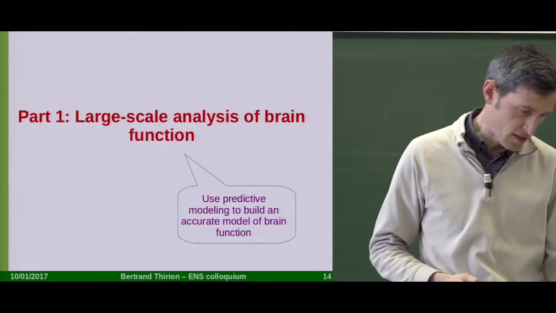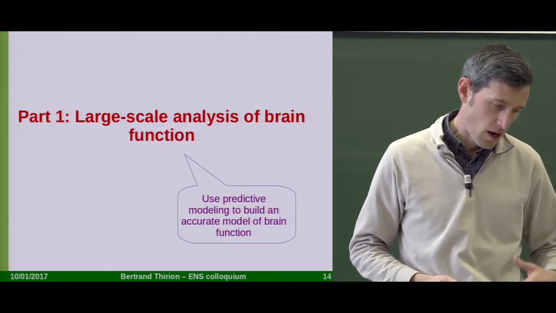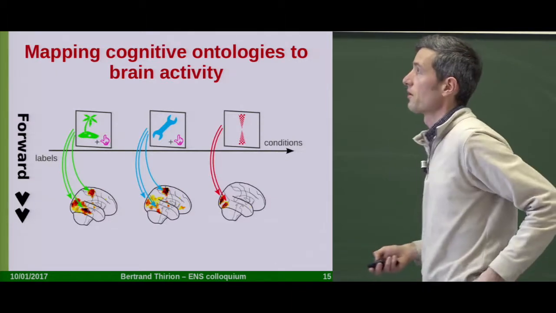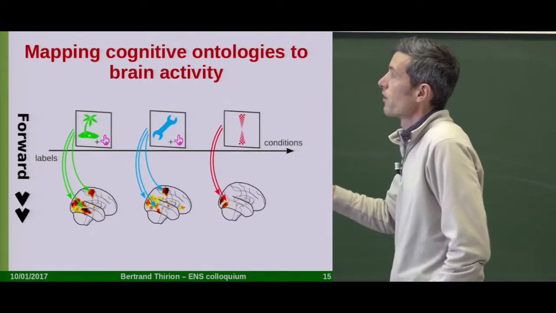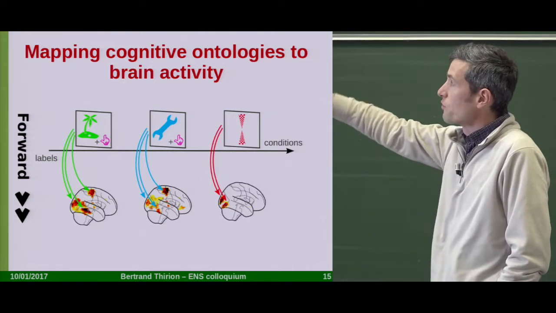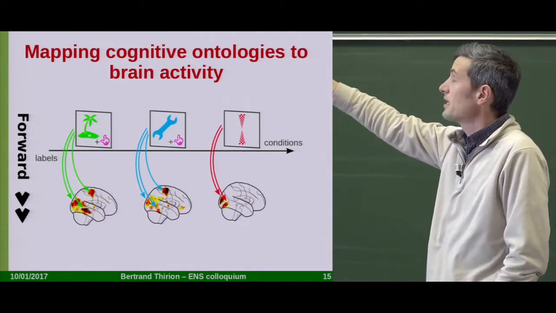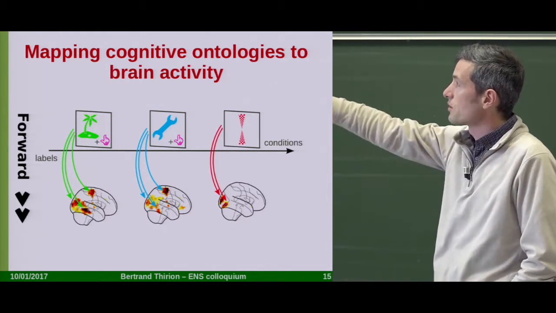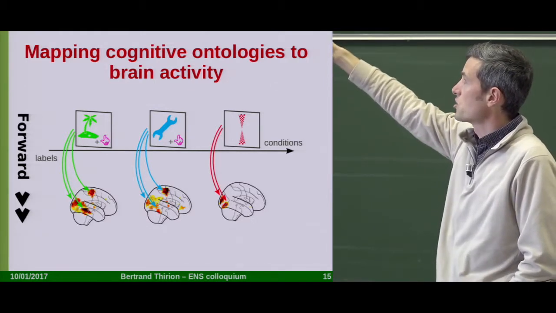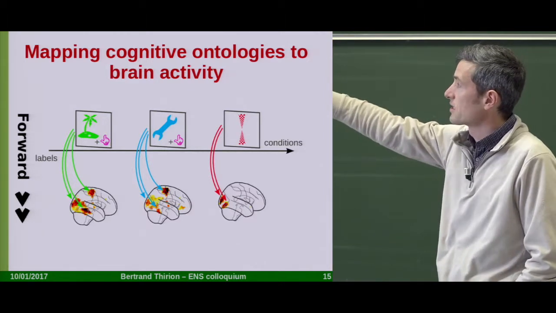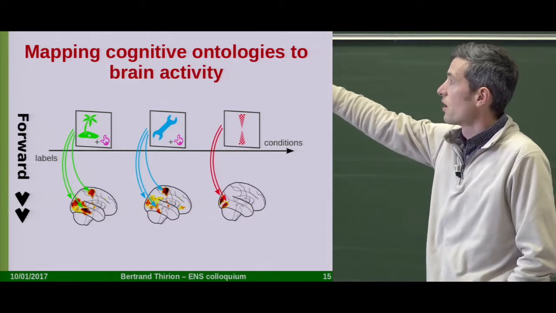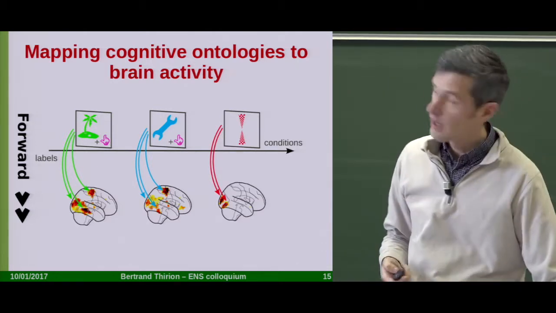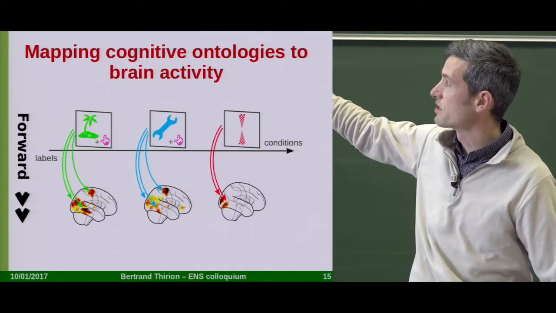So large-scale analysis of brain function means using predictive models to build an accurate model of brain function. For this, we can study it as a forward model, which is called encoding, in which you present stimuli and look at the effect of the stimuli. Now the problem is, when you look at a place image, a tool image, or a checkerboard, you can see this activity in the primary visual cortex. So what does this activity mean? Can we decode this activity? And we cannot answer this question with this forward mapping.